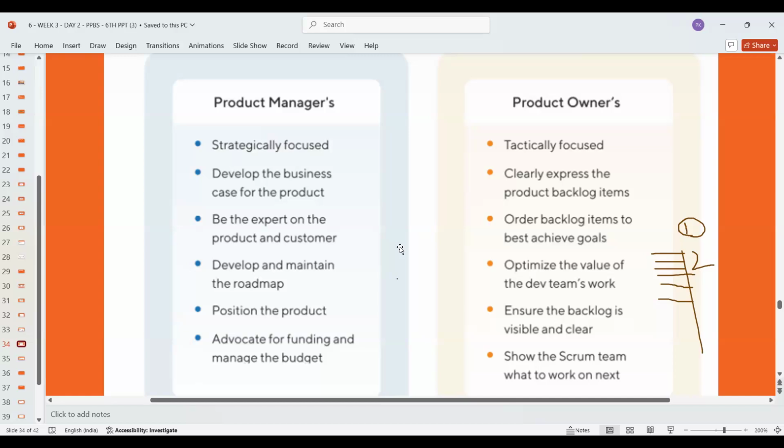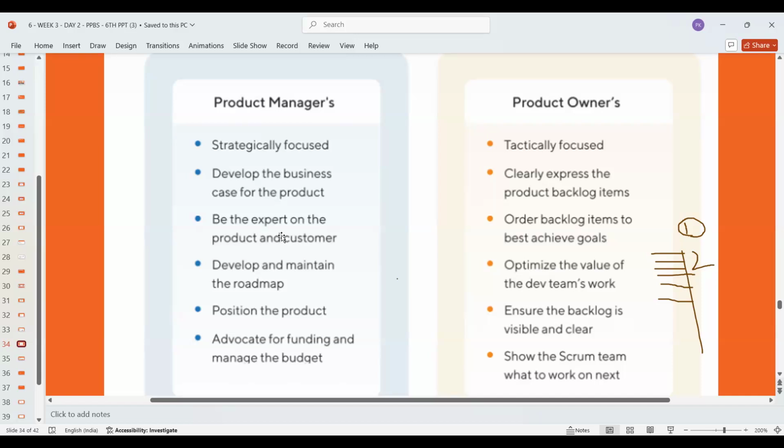Next point, please. Third point. Product managers, be the expert on the product and customer. Product owners, order backlog items to best achieve goals. So a product manager is supposed to be an expert on that product, about their understanding. They should know it in and out.